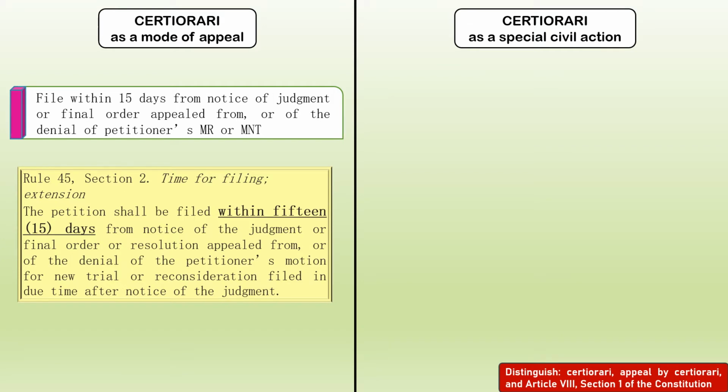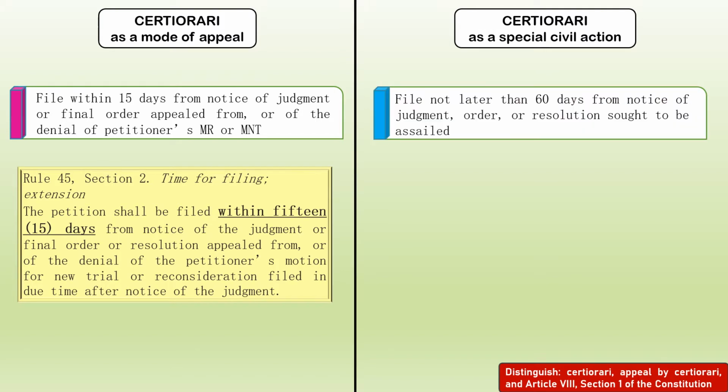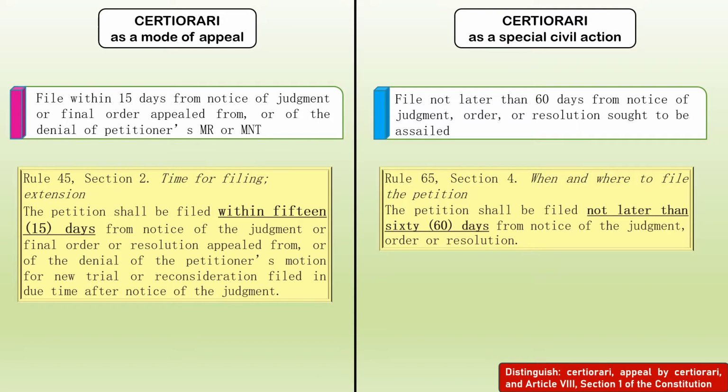How about your Rule 65? When do you file it? The period is not later than 60 days. 60 days from when? 60 days from notice of judgment, order, or resolution sought to be assailed. Basis, that is your Section 4 of Rule 65.